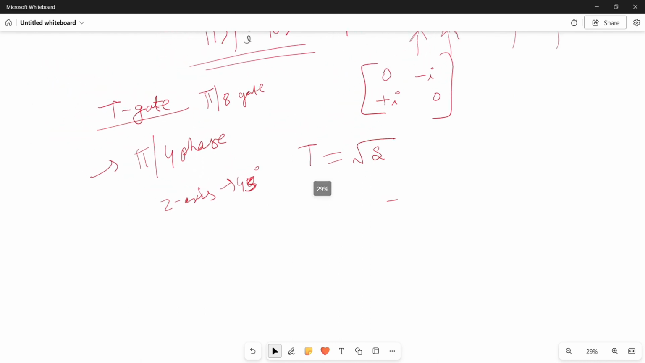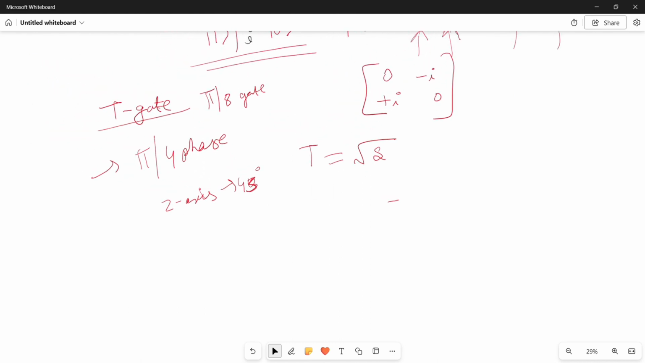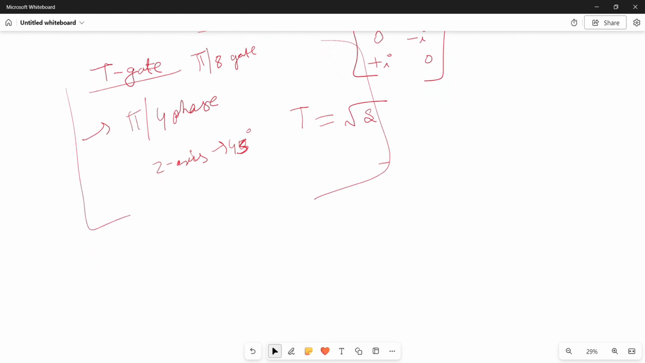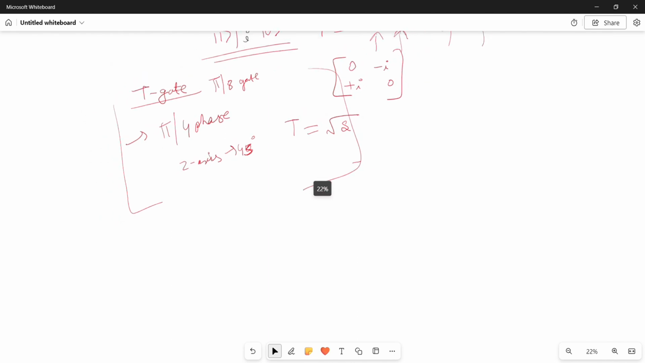Okay, so these S and T gates are your phase gates, and this is all you need to know about these two. No need for their matrix derivation, no need for all those things.